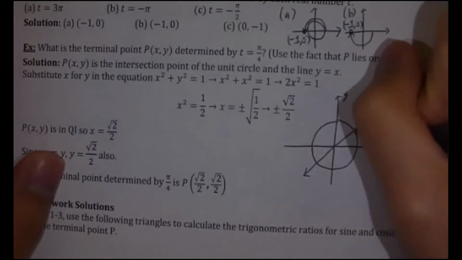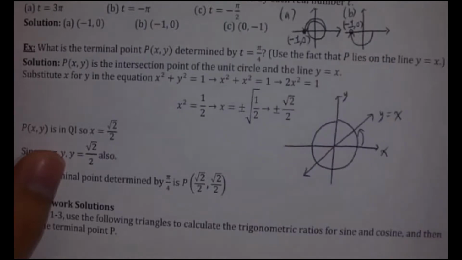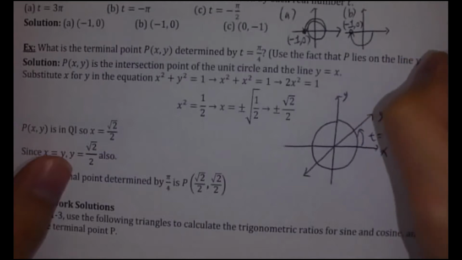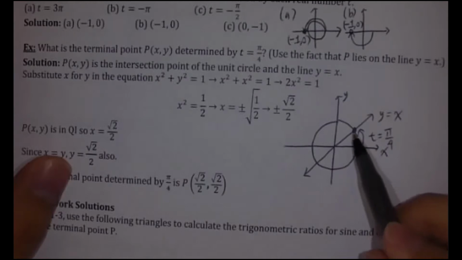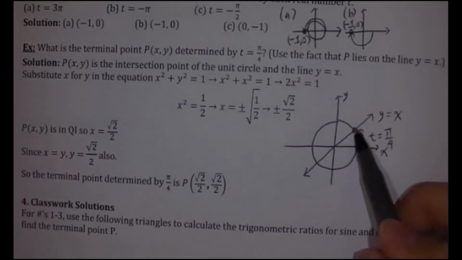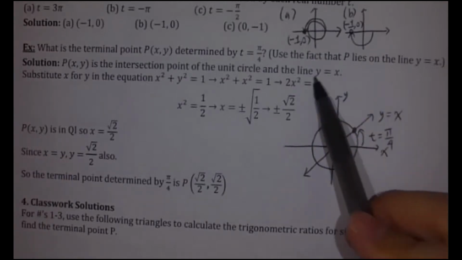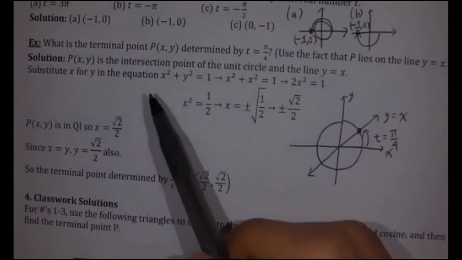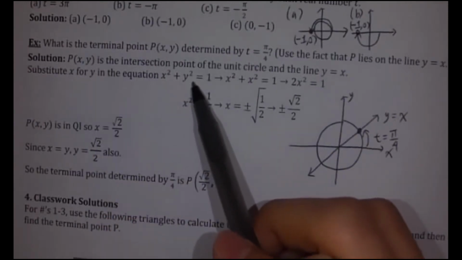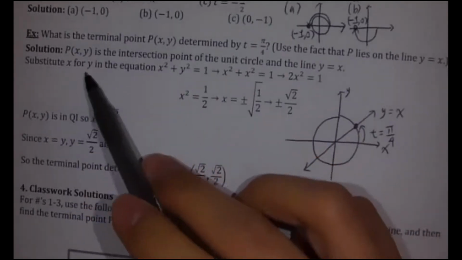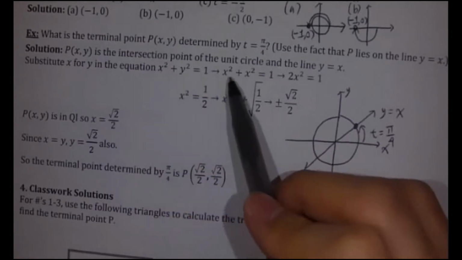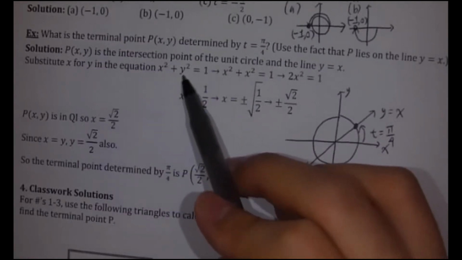Okay, so the intersection, so t equals pi/4 is going to be in the first quadrant, right? Pi/4 is 45 degrees, by the way. So 180 divided by 4, that's 45. And that'll place us right here. Okay, so we're trying to find the point right there, wherever the coordinates are. And we're going to make use of this equation here. So we're going to substitute x for y in the unit circle equation, right? And we can make use of this, right? So x equals y. So we'll replace y with x.